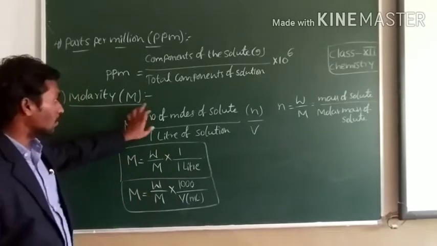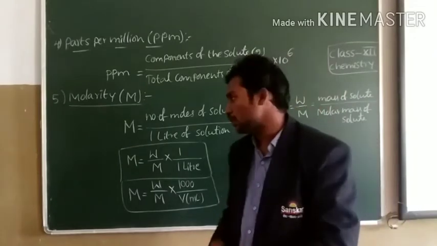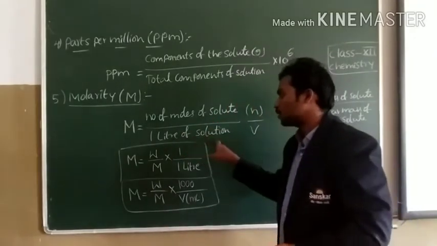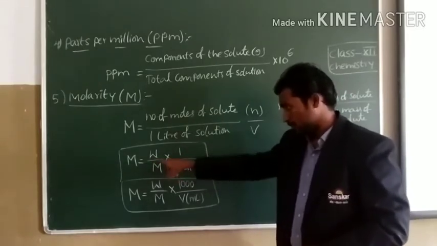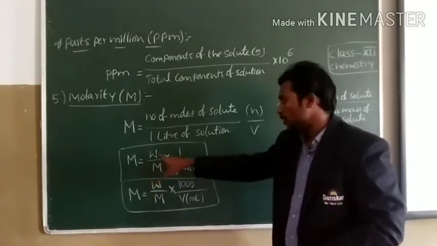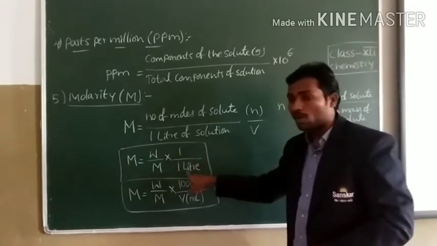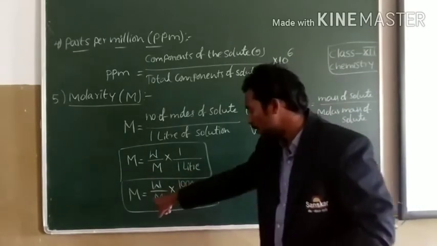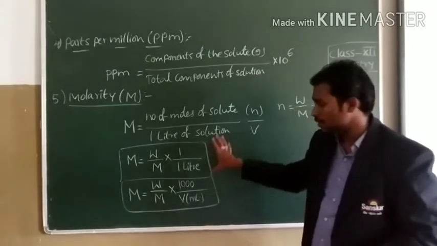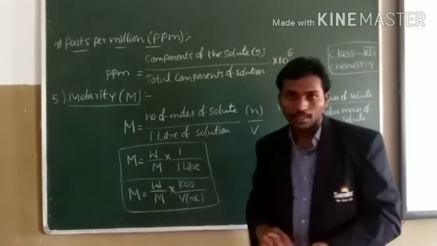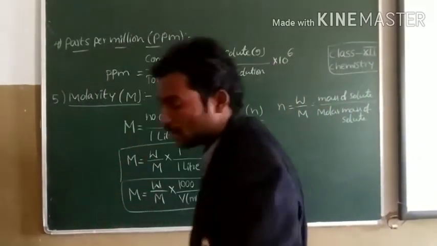So molarity can be defined as the number of moles of solute present in 1 liter of solution. And the formula is molarity M is equal to weight by molecular weight into 1 by volume in liter, or weight by molecular weight into 1000 by volume in ml. These are the formulas of molarity. Let us do a problem based on molarity. Let's see an example of molarity, children.